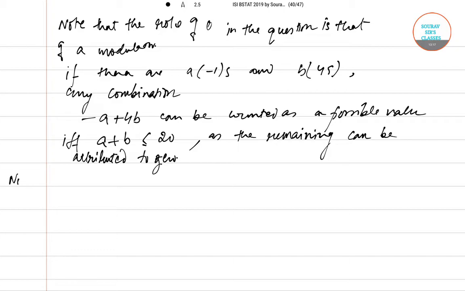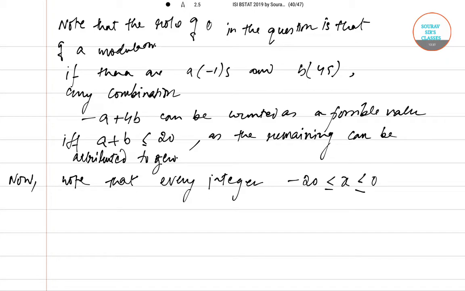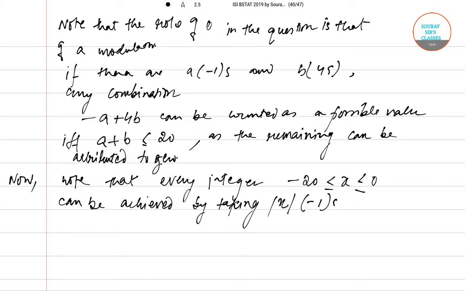Another important thing to note is that every integer from minus 20 to 0, with 20 students there, can be achieved by taking mod of x minus 1s and the remaining zeros.